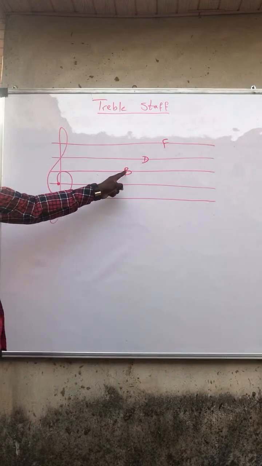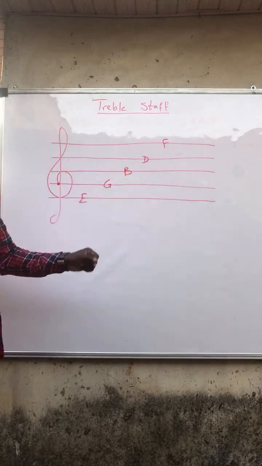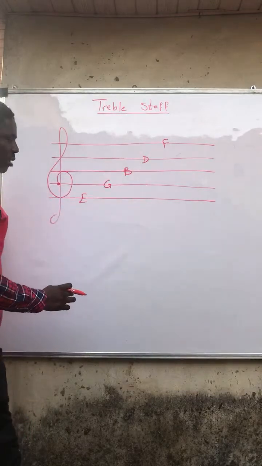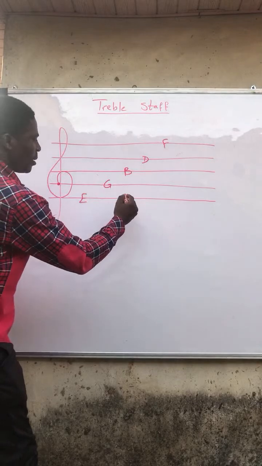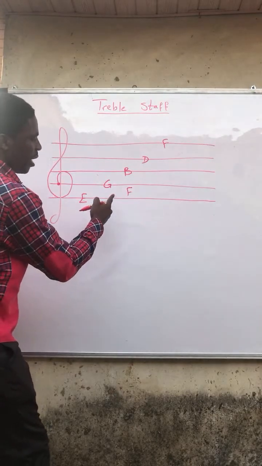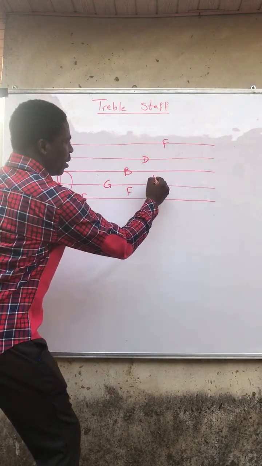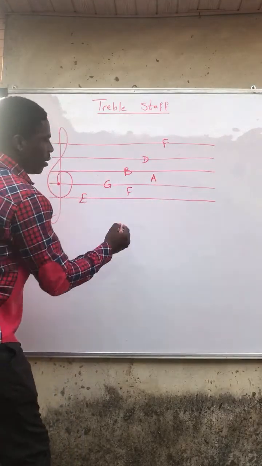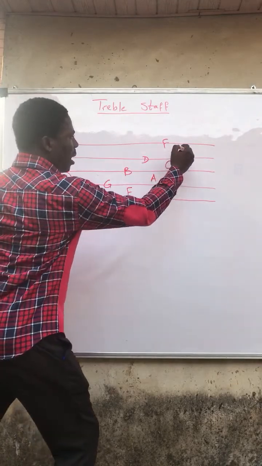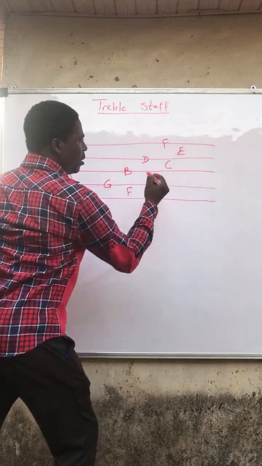E, G, B, D, F for the lines. So then we have spaces. So the first space is F. This is the first space, F. The second space is A. The third space is C. And the last space is E.